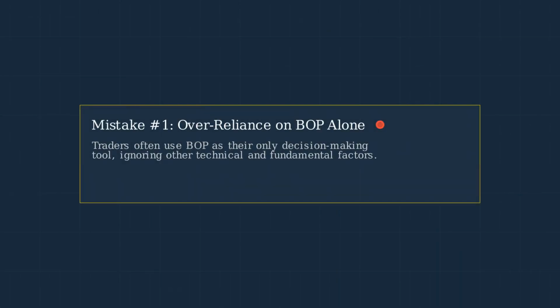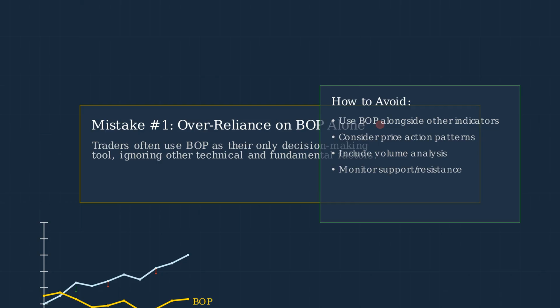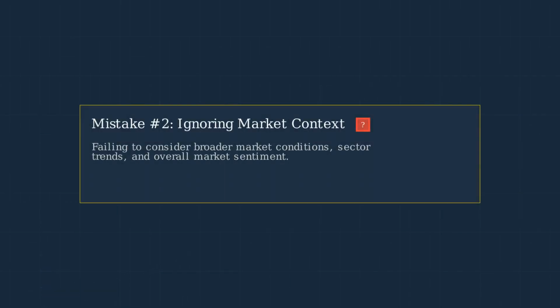The first common mistake traders make is relying too heavily on the balance of power indicator alone. When traders use BOP as their sole decision-making tool, they often miss important signals from other technical indicators and fundamental factors. To avoid this mistake, always use BOP as part of a comprehensive trading strategy that incorporates multiple indicators and analysis techniques. The second major mistake is ignoring the broader market context when interpreting BOP signals.